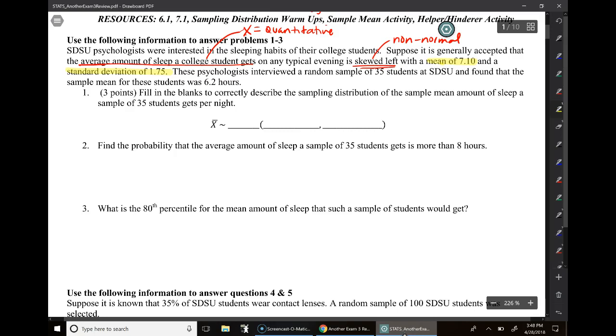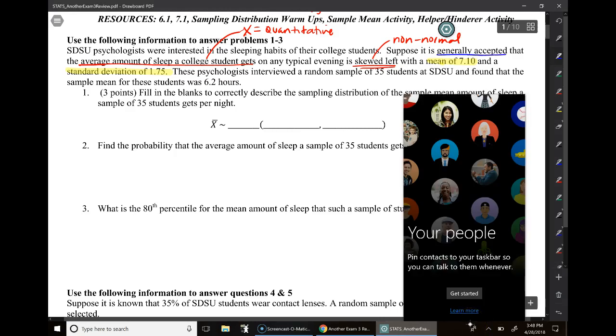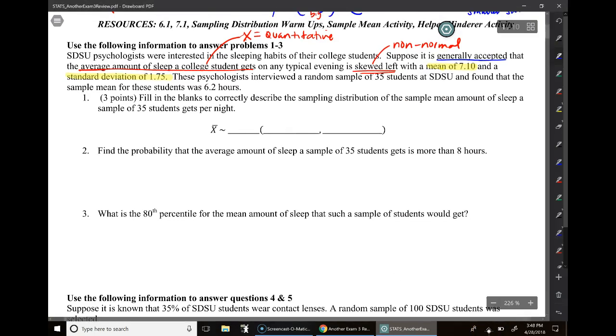There is nothing in this sentence to tell me that that mean or standard deviation is from a sample. In fact, they tell me that it's generally accepted. They tell me that it is generally accepted that that is the mean and standard deviation. So this is real deal mu and real deal standard deviation.